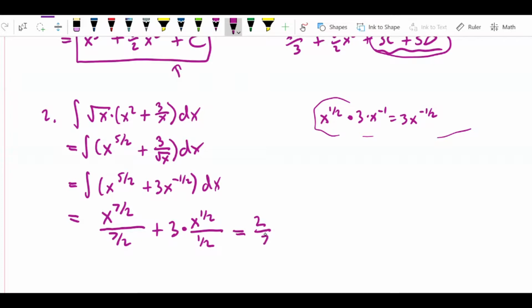And I may want to simplify this a bit. That's going to be 2/7 x to the 7/2. And dividing by 1/2 is the same thing as multiplying by 2, so that's going to be 3 times 2 gives me 6. X to the 1/2 is root x. You can write that either as root x or x to the 1/2. It doesn't really matter. I'll write it that way. So that's the answer.